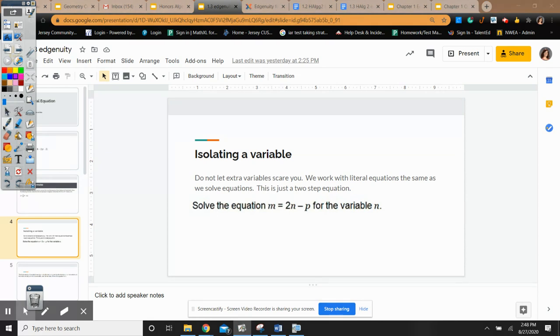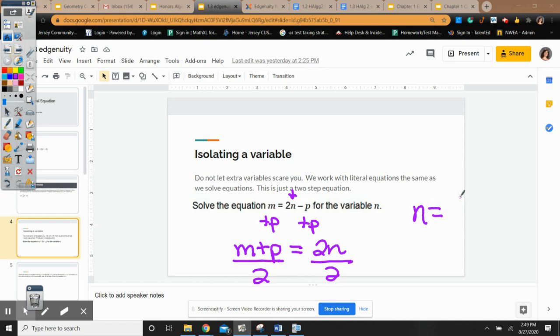Isolating a variable. Don't let all these extra letters scare you. All you do is solve it just like it's a regular equation and just leave all the variables in their places. So if we're trying to get m by itself, you first will need to move the p away. We will do that by addition. And I will get n plus p equals 2n. To get n all by itself, you would divide by 2. When you divide by 2, you divide the whole entire thing by 2, and you get n equals n plus p over 2.